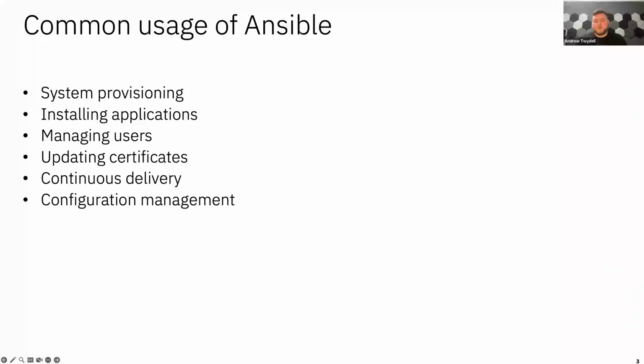So some common uses for Ansible, although by no means is it confined to these tasks. System provisioning is a great example. We're going to look at that shortly. So bringing up systems and taking systems back down in an automated way. Installing applications, it actually pairs nicely with the first example there as well. Installing applications into systems so that they're ready to be used.